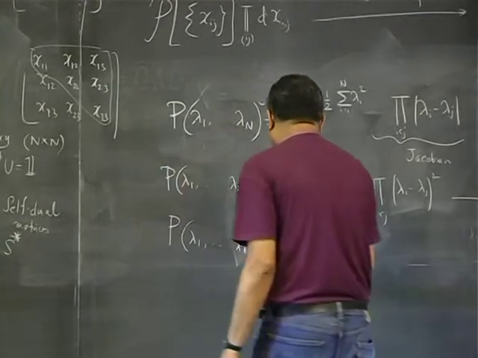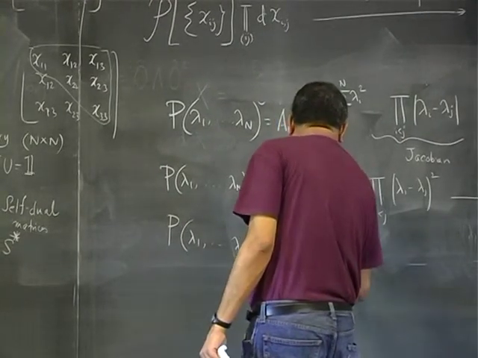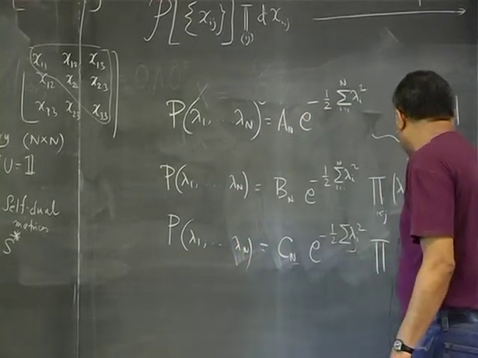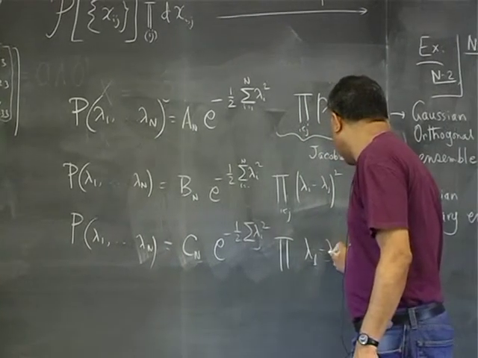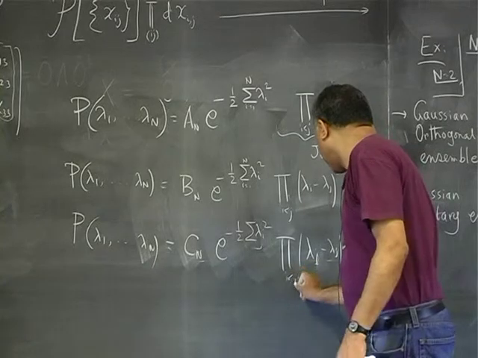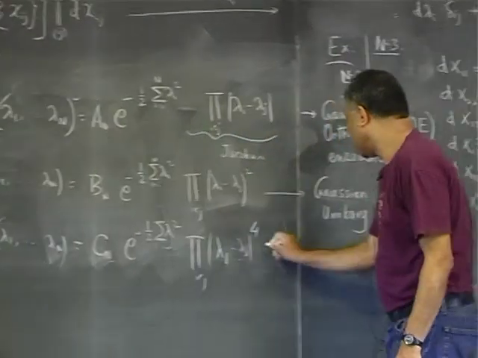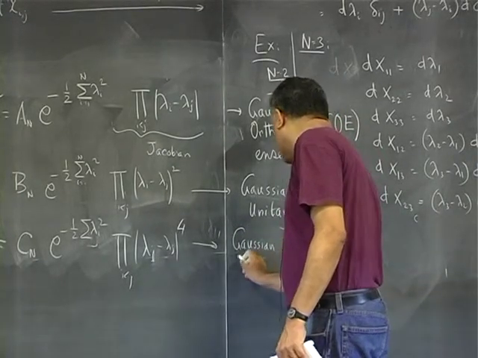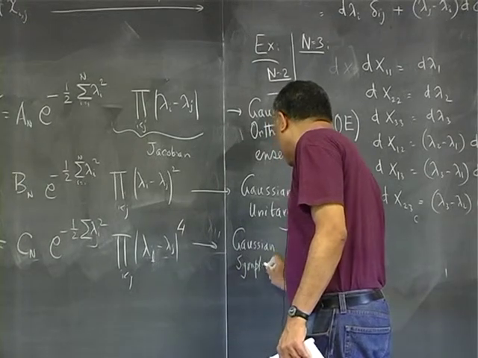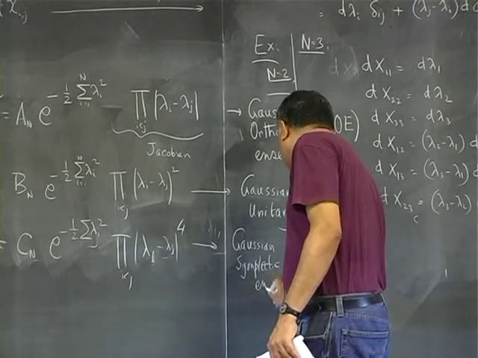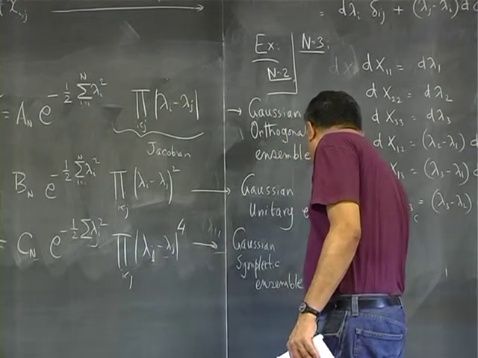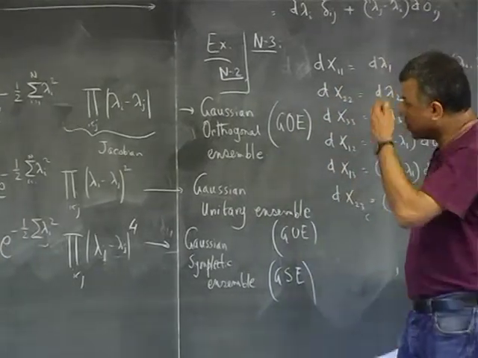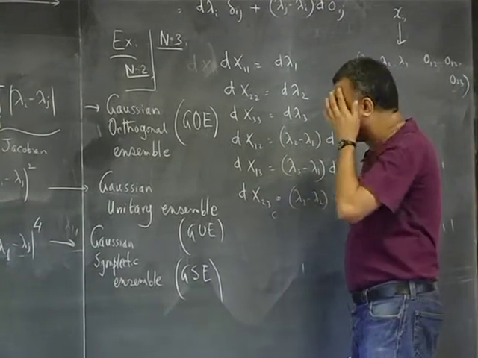And if you follow the same exercise again, up to some normalization constant, the answer for the joint distribution of eigenvalues would be exactly the same, except that this should be power 4. So this is called the Gaussian symplectic ensemble, GSE. So these are the three standard Gaussian ensembles, the Dyson's threefold way. So this is called the GOE, GUE, and GSE.